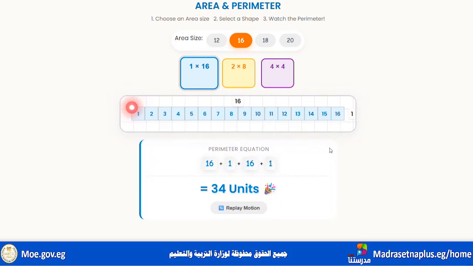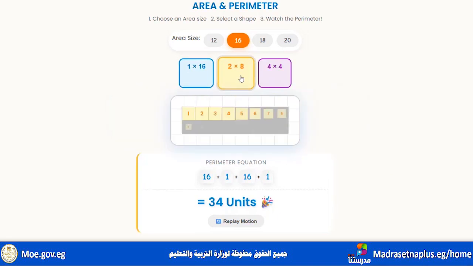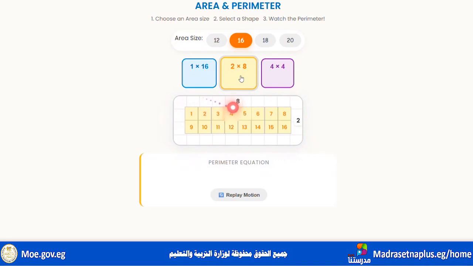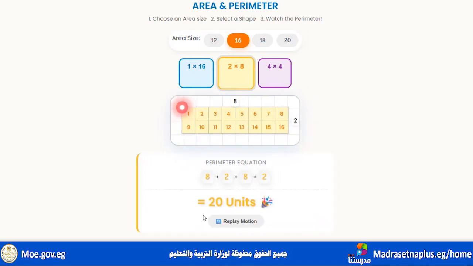We have another polygon with 16 square units. Let's see its perimeter. Length 8, width 2, length 8, width 2. That means 8 plus 2 plus 8 plus 2 equals 20 units. 16 square units for area, 20 units for perimeter. That means we have 3 polygons with the same area of 16 square units and 3 different perimeters.